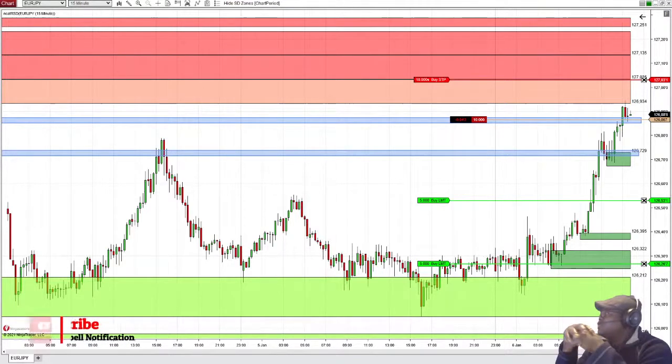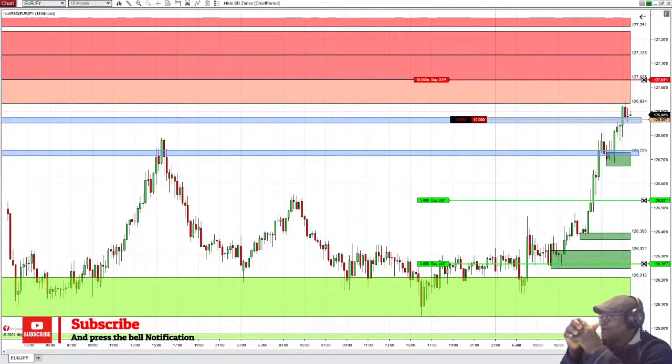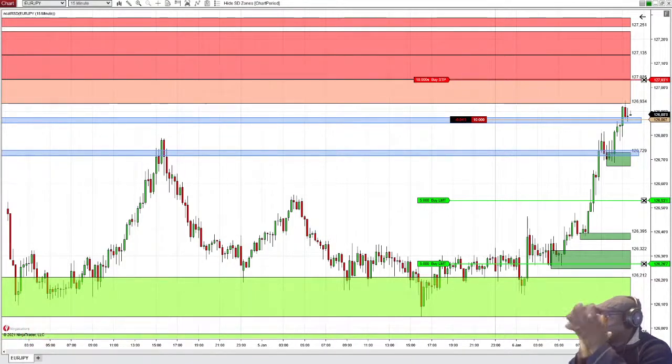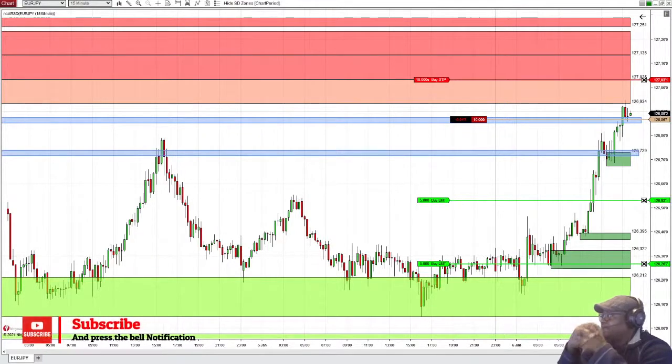Let's see how far we're going to go with this trade. Now, another candle is open and is pushing up. I believe it's going to test that 126.93 again before it decides to go back down.